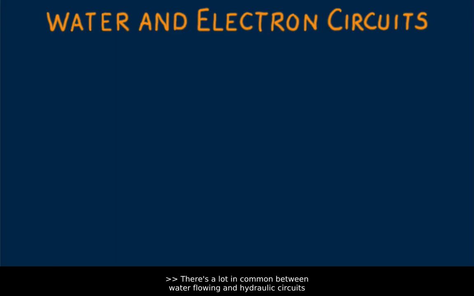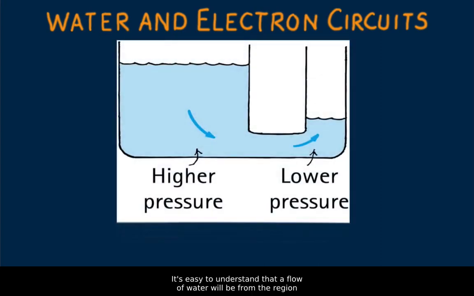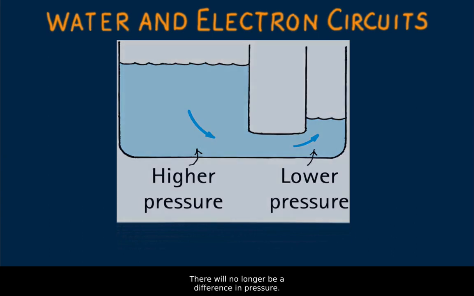There's a lot in common between water flowing in hydraulic circuits and electrons flowing in electric circuits. It's easy to understand that a flow of water will be from the region of higher pressure to the region of lower pressure. But the flow will be brief because the pressures will soon equalize. There will no longer be a difference in pressure.